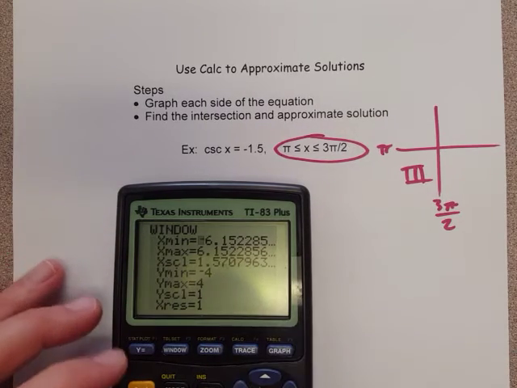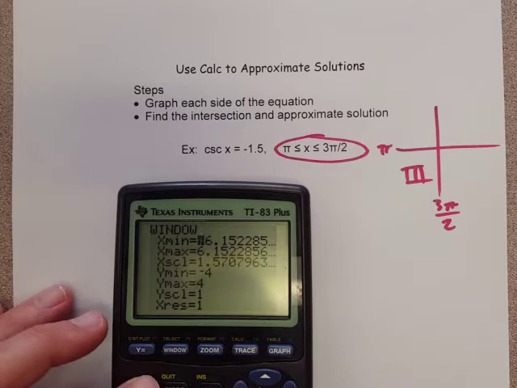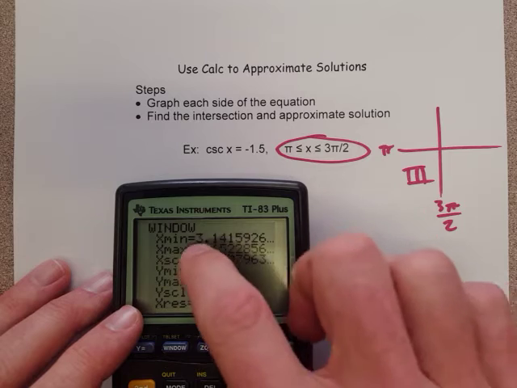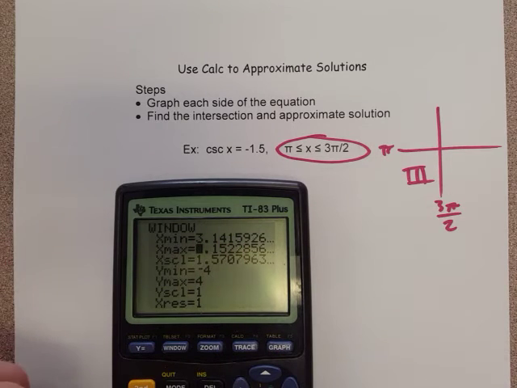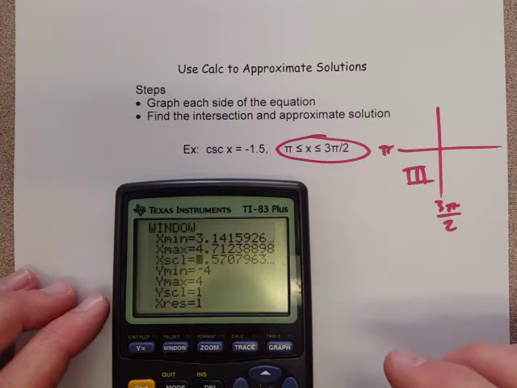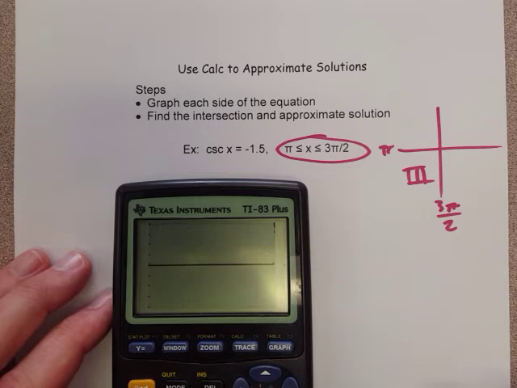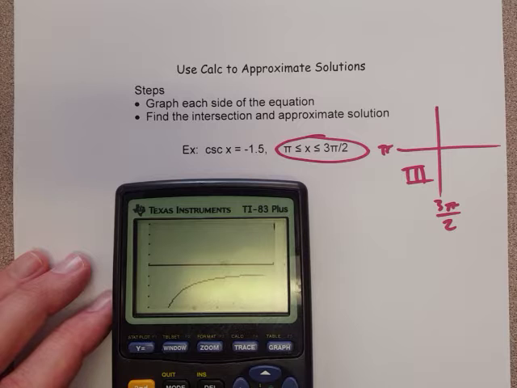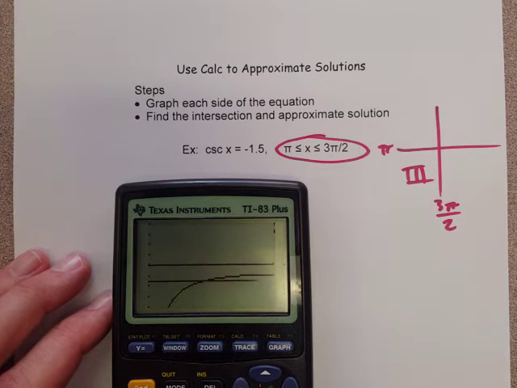So I'm going to put for the x minimum, pi, so second pi. Then for the x maximum, notice it did turn into a decimal, that's okay. I'm going to go 3 pi divided by 2. And so now when I go back to my graph, they'll only have the part here that we want. And so you can see that those are intersecting.